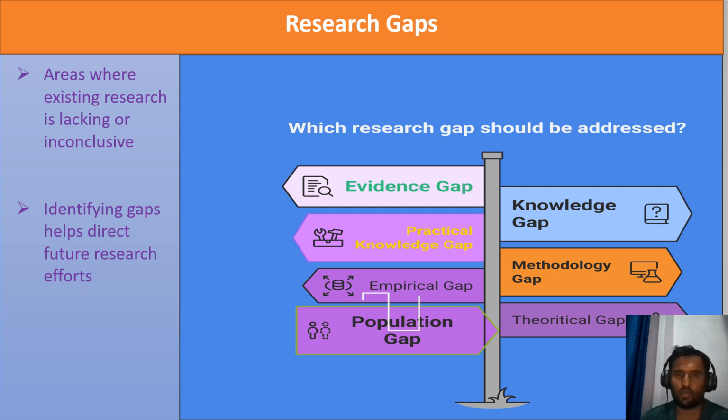Now, what are the types of research gap, or which research gap should be addressed? This is the most important question. There are several types of research gap, mainly 7 types. The first one is evidence gap, second is knowledge gap, third is practical knowledge gap, fourth methodological gap, then empirical gap, theoretical gap, and population gap. So these are the types of research gap.